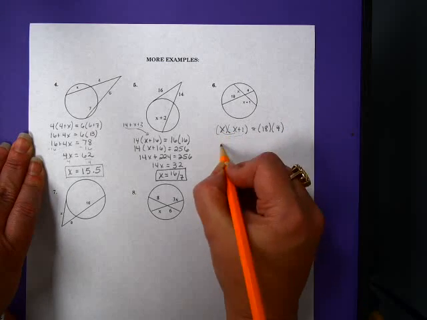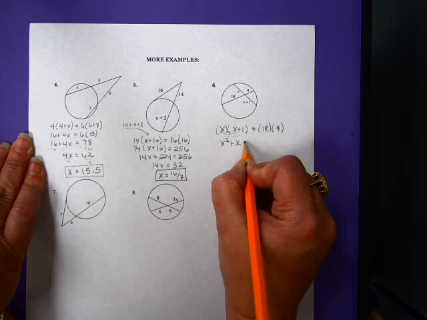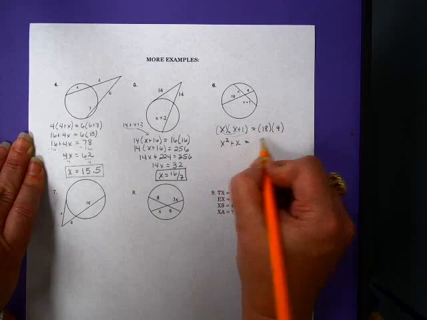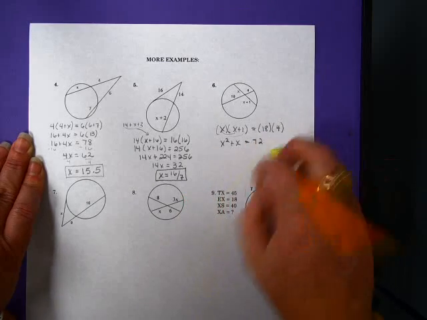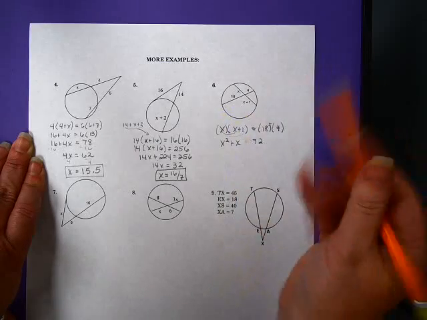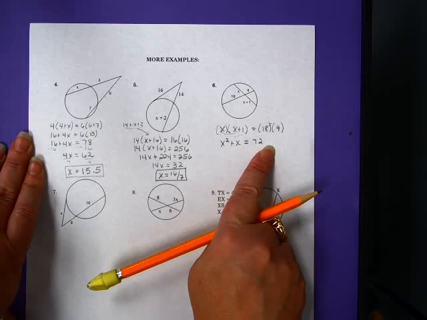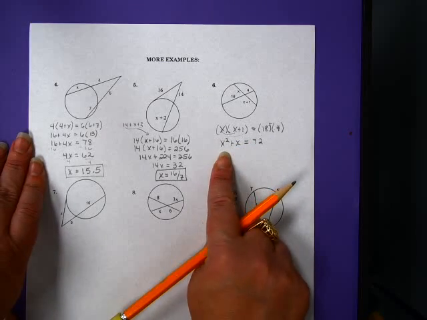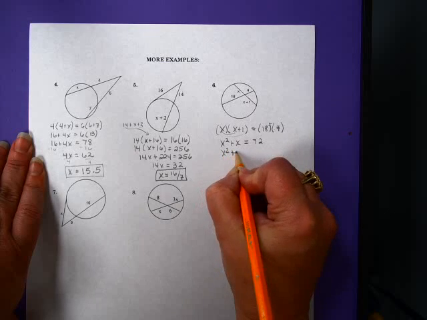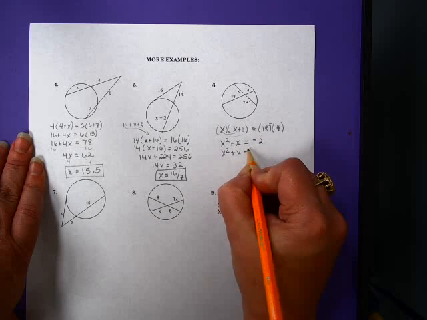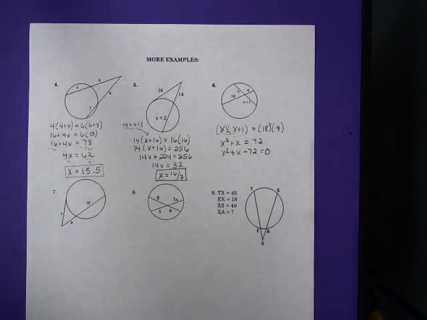Right, distribute. That's going to be x squared plus x equaling 72. Now, this is what you need to remember from algebra. Whenever you have an x squared and an x and a number on the other side, you need to bring that number over to the left-hand side and set it equal to 0. So that's going to be x squared plus x, subtract 72 from both sides, so that's minus 72, equaling 0. And now we have to factor.